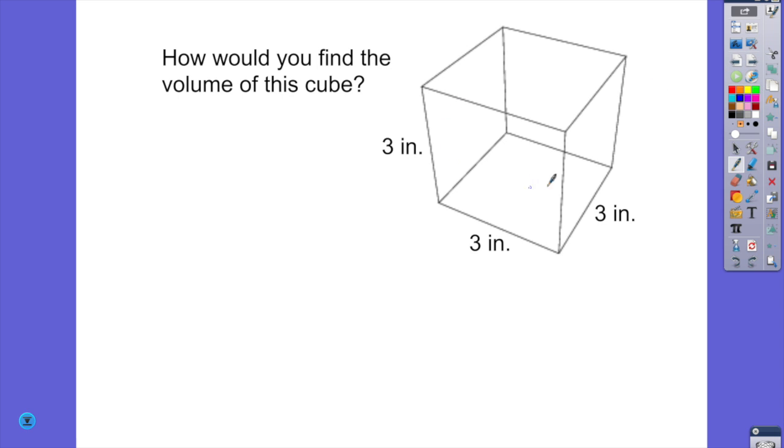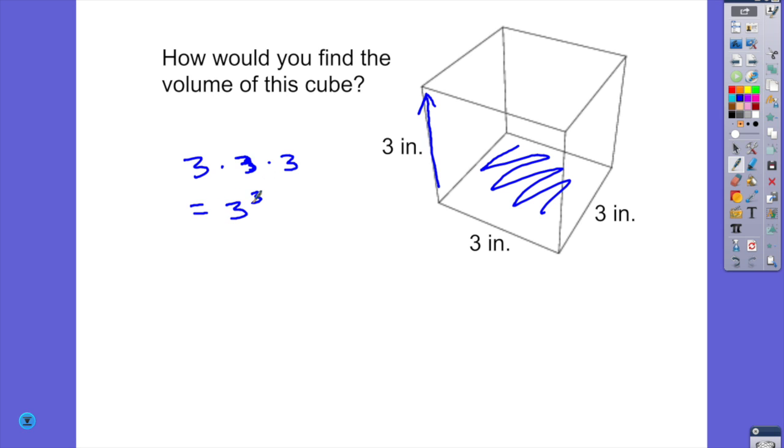So let's take a look at this geometry problem. How would you find the volume of this cube? Now, hopefully you remember from a previous class that to find the volume of a cube, all we have to do is find the area of the base, which is 3 times 3, and multiply that area by the height, which is also 3. So in other words, our problem is 3 times 3 times 3, or 3 to the third, or 3 cubed.